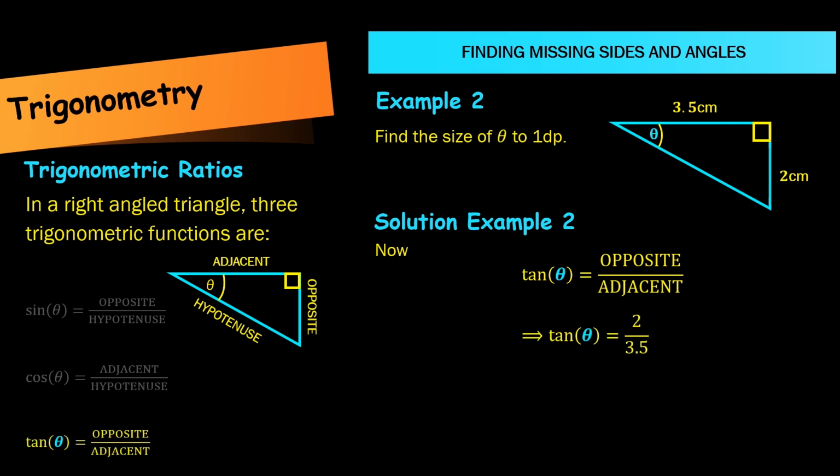And substituting in the values gives us tan theta remaining as it is, equals opposite, which is 2, over the adjacent, which is 3.5. And therefore theta equals tan inverse of 2 divided by 3.5, which implies that theta equals 29.7 degrees.